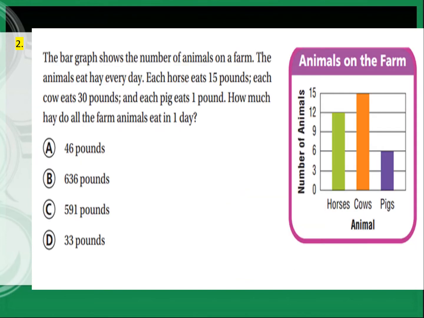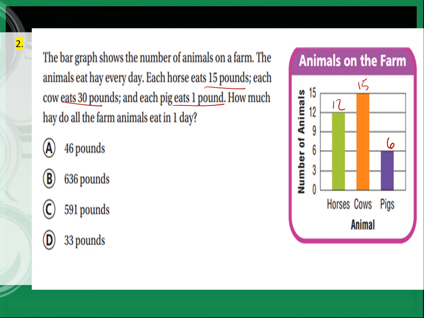Okay, look at this graph. Animals on the farm. We had horses, cows, and pigs. Pigs had 6, cows had 15, and there were 12 horses. My question says each horse eats 15 pounds, each cow eats 30 pounds, and each pig eats 1 pound. How much hay do all the animals eat in one day?